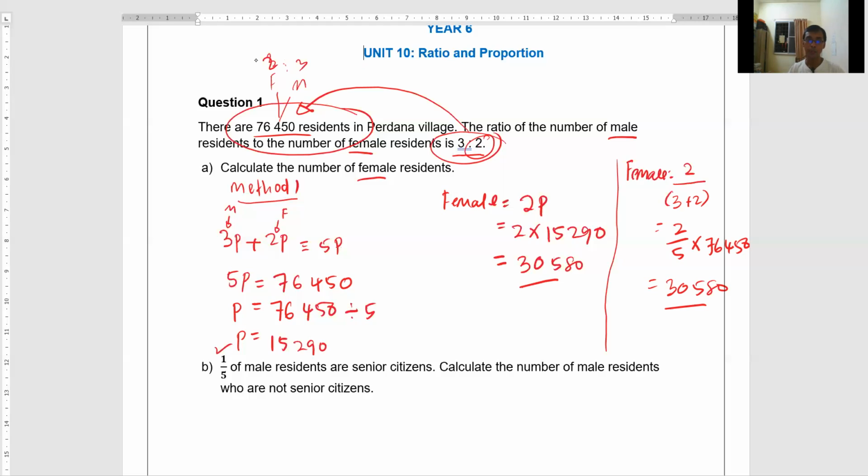This is one of the very simple examples that you can follow. Either you can follow the first method or the second method, up to you which one is more convenient for you.